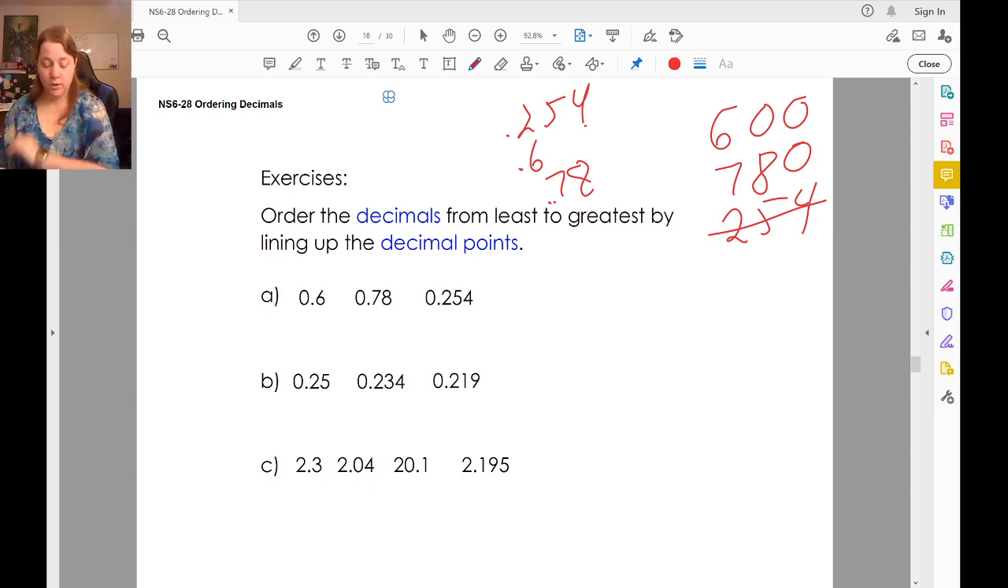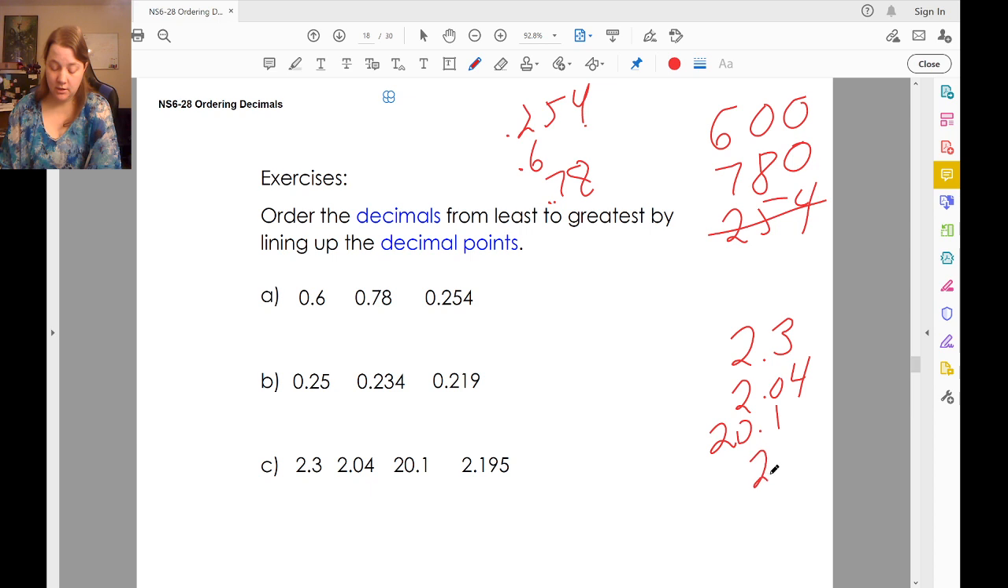Let's look at one more. Let's look at letter C. I have 2.3, 2.04, 20.1, and 2.195. Well, I automatically know that 20.1 is going to be the greatest. No question there. What's the next greatest? These all have 2. What's the next greatest number here?